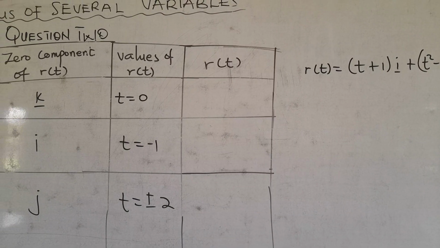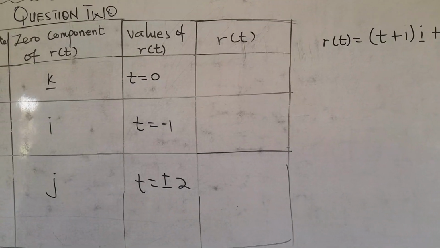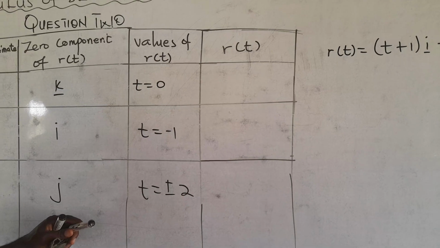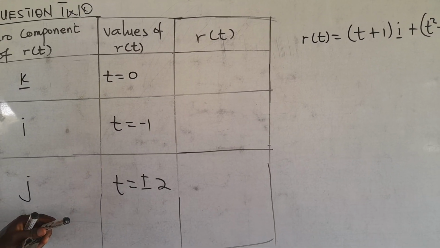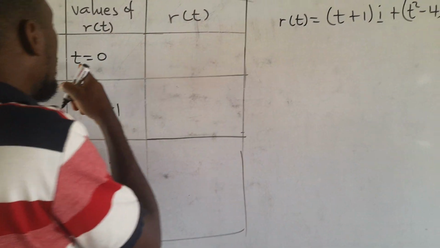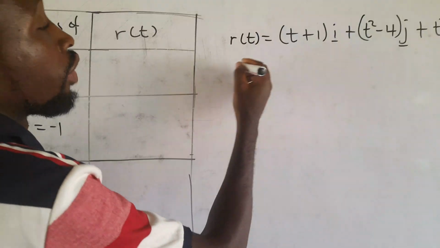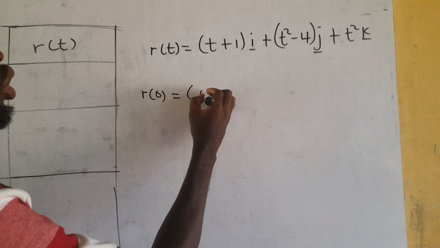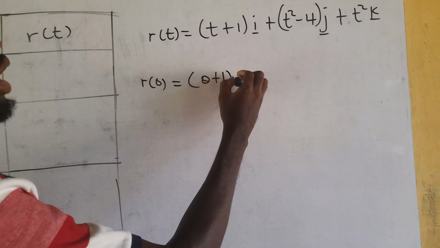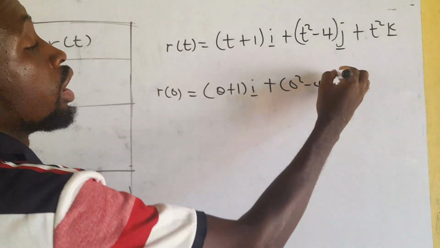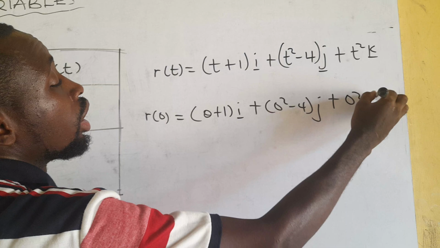So our last column, that's the vectors in the coordinate plane of the vector value function. It's just a matter of substituting these values into our vector value function. The resultant vector is the vector in the coordinate plane. So we substitute t equal to 0 in this vector value function. That means we find r of 0. That will be equal to 0 plus 1 in the i direction, then plus 0 squared minus 4 in the j direction, then plus 0 squared in the k direction.